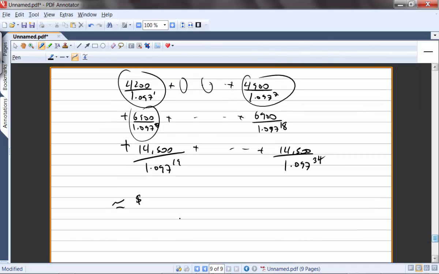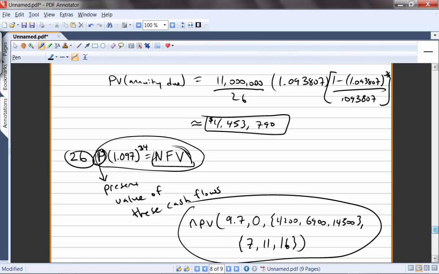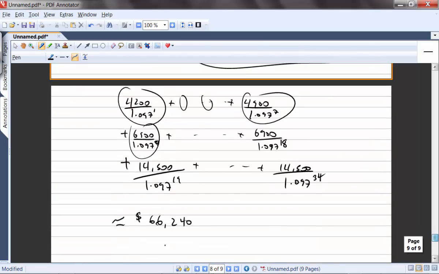what is it? Let's see. 66,240 if you round to the nearest dollar. So that's the present value. That's the first step. That's this P. Then we take that and multiply it by 1.097 to the power of 34.